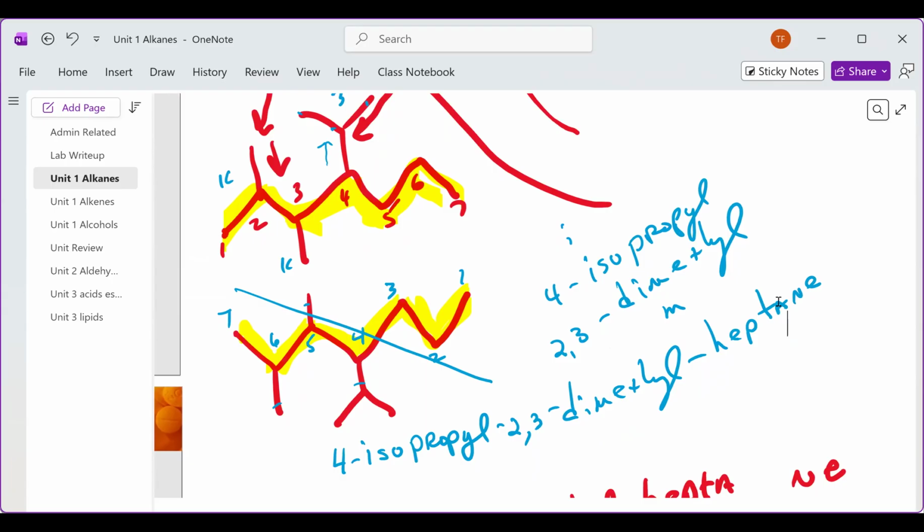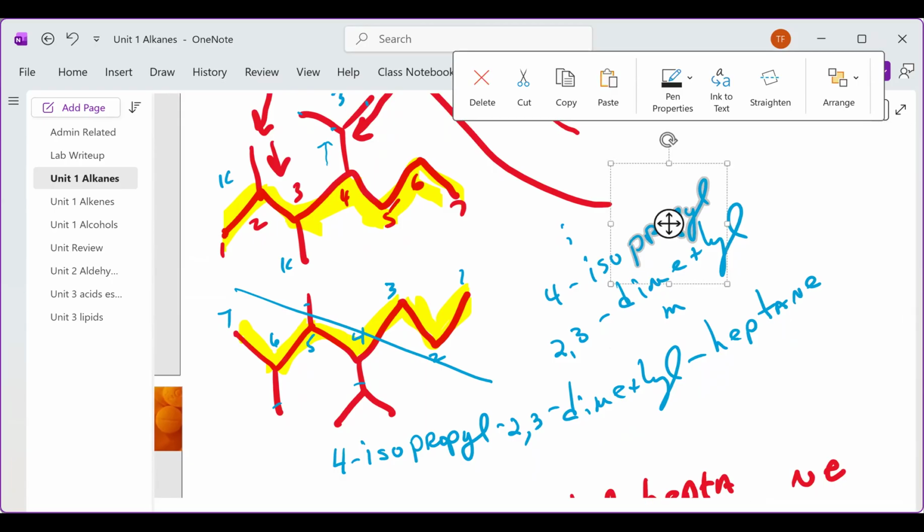So if you have iso, it's not a P, it's an I. If you have any of the mono, di, tri, etc. methyls, it's always M for methyl.